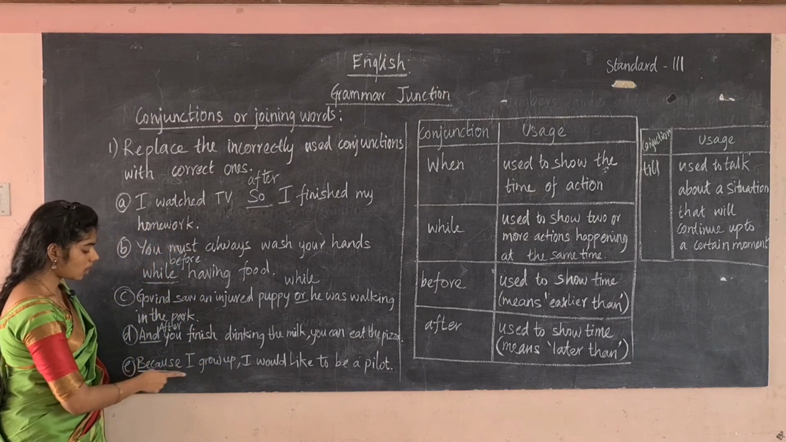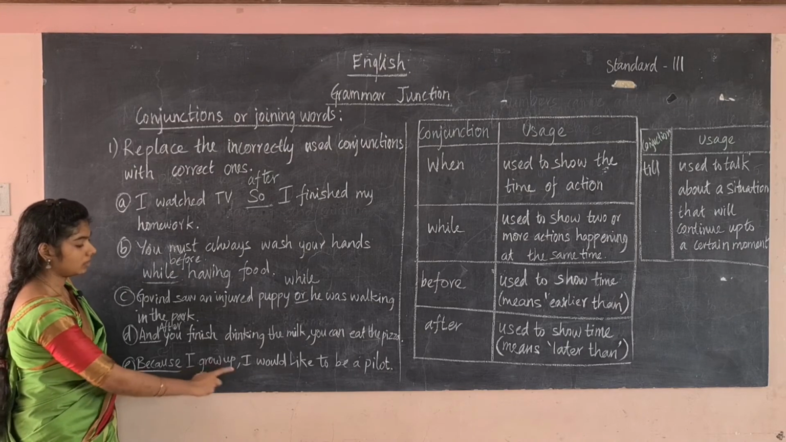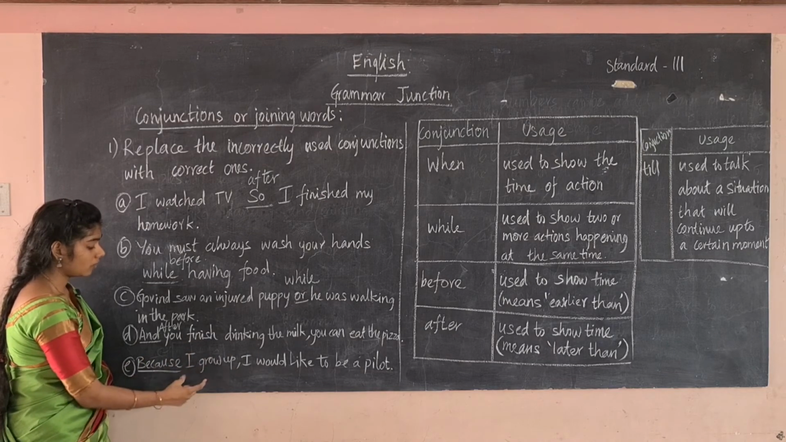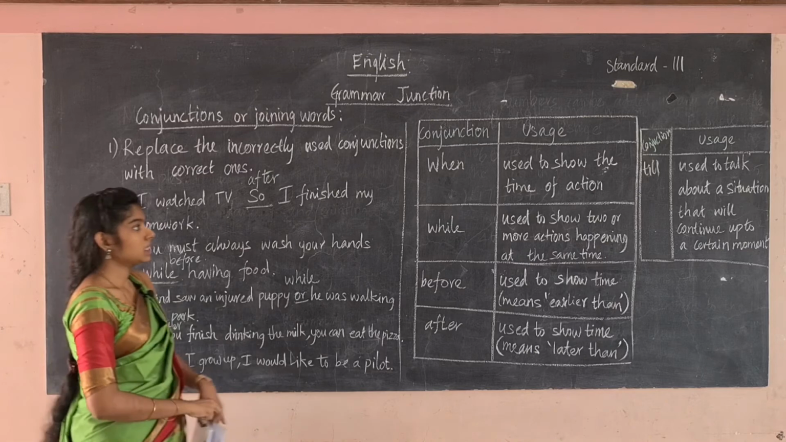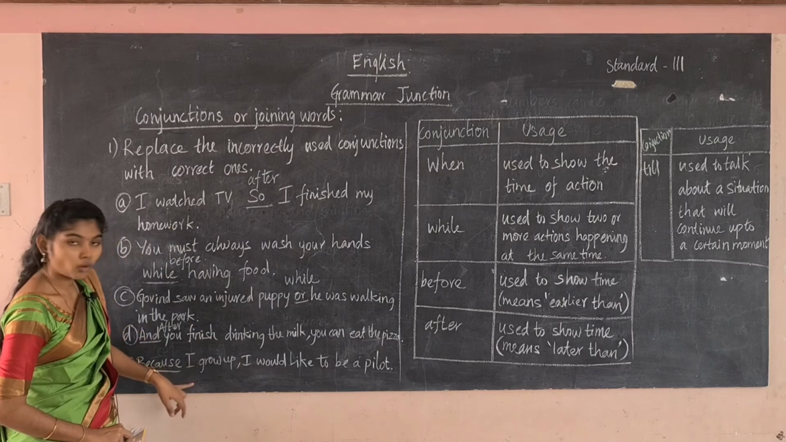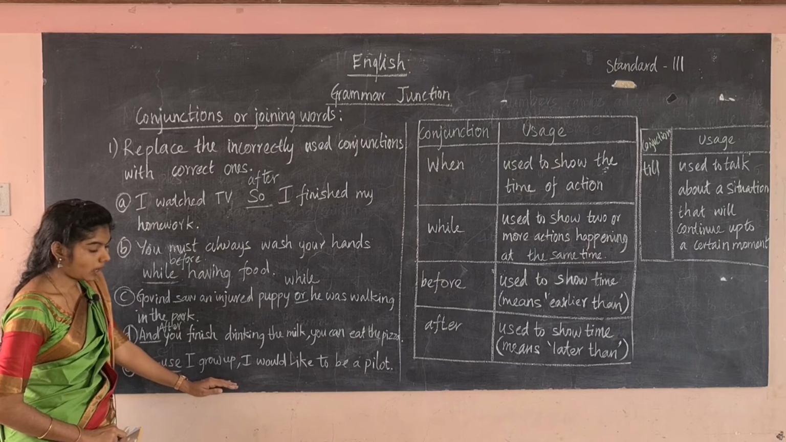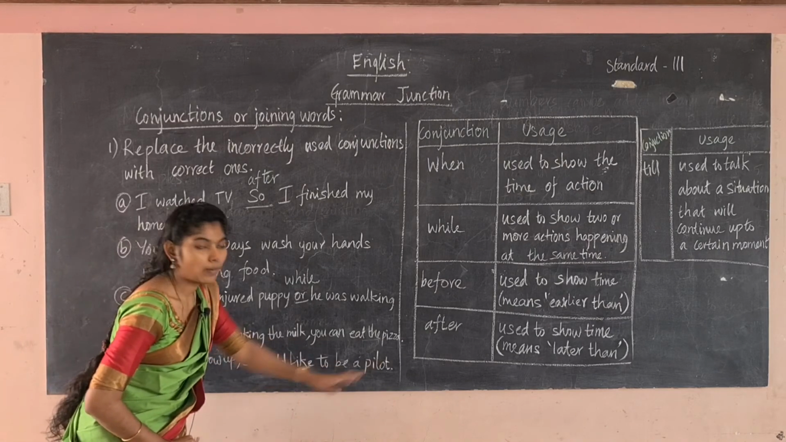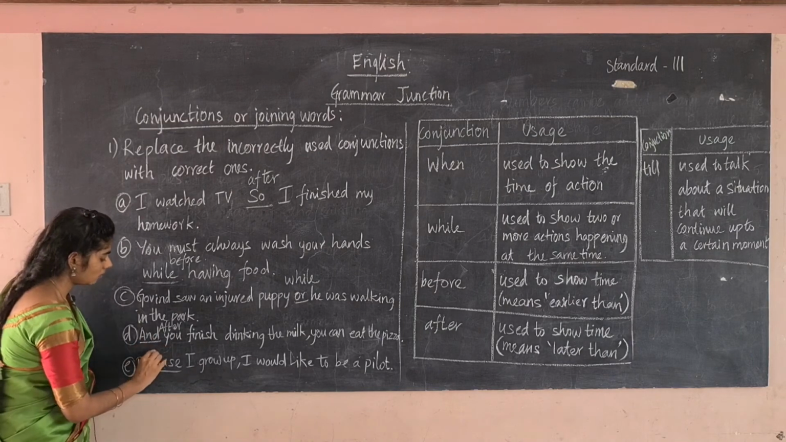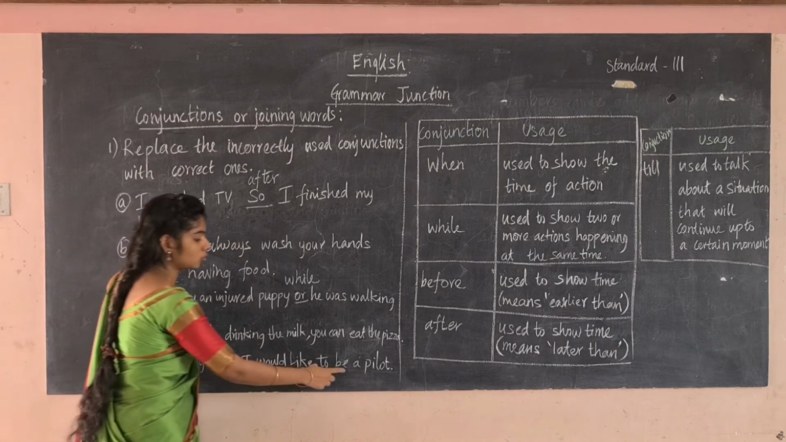So here because is given as the conjunction. So this is a wrong one, because saying "because I grew up" is not the exact meaning. So I grow up means when I am growing up. When means what? Used to show the time of action, when it is happening, when you are growing up. So when you are growing up, you have to use the conjunction word when. When I grow up, I would like to be a pilot. When I was growing up itself I wished to become a pilot, like that the meaning. So here we have to use when I grow up. When I grow up I would like to be a pilot.